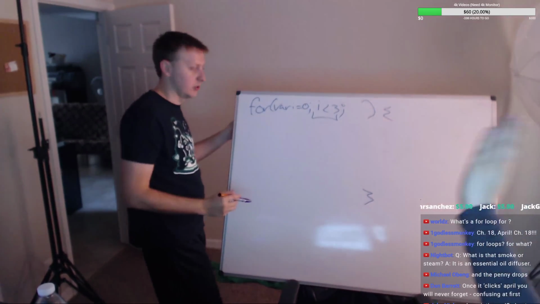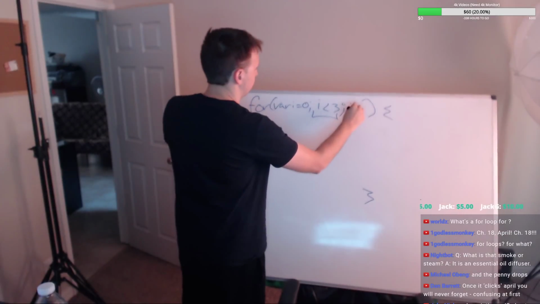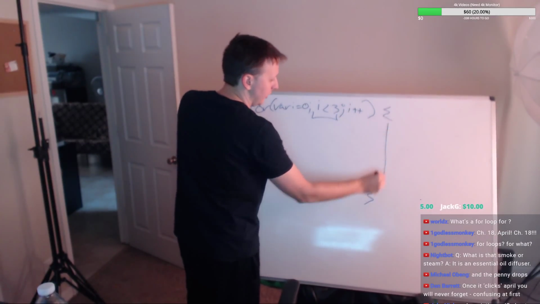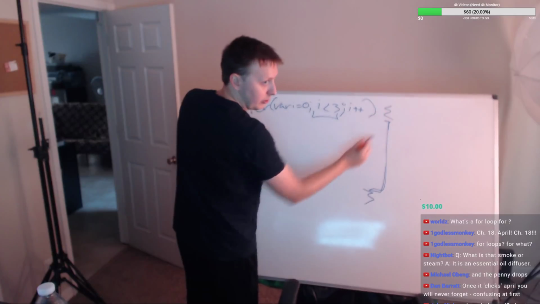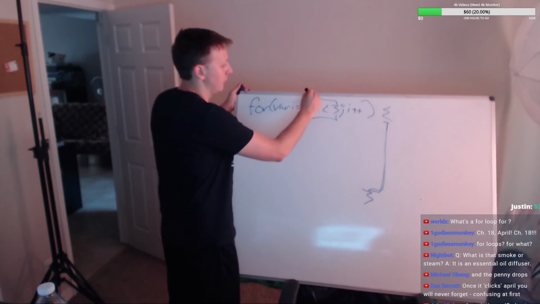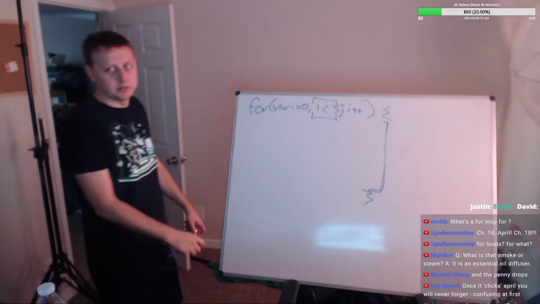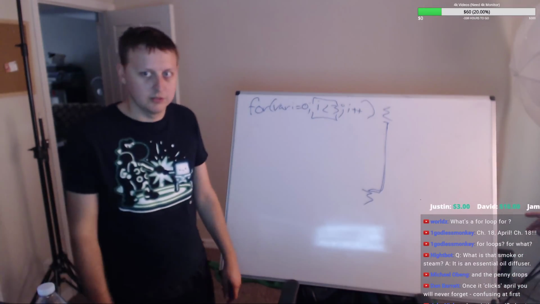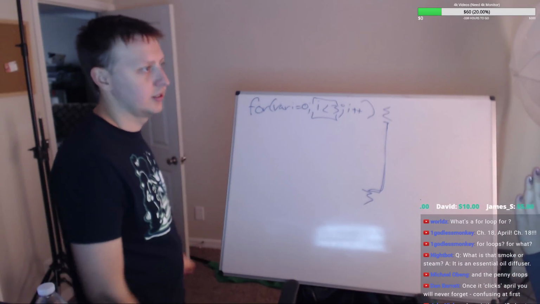Okay, so for our for loop, what does a for loop do again? It runs the code that's within its scope right here, within the curly braces, as many times as this statement is true. Yes, okay. So the for loop can go as many times as it needs to, not just 4 times.